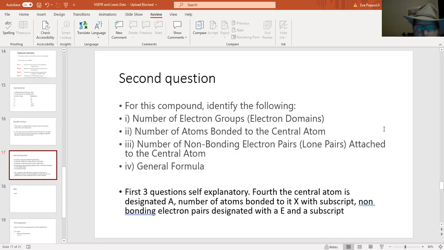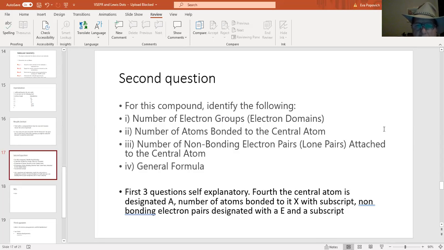Second question, number of atoms bonded to the central atom. The center atom had 2 other iodines. So there are 2 in that instance. Third question, again, this is where I tell you it could be tricky. Number of non-bonding electron pairs attached to the center atom. The center atom had 3 lone pairs. Answer there would be 3.